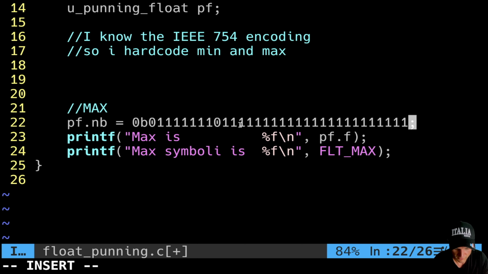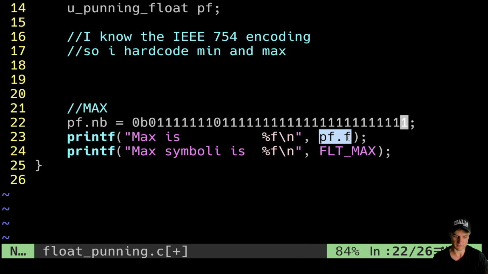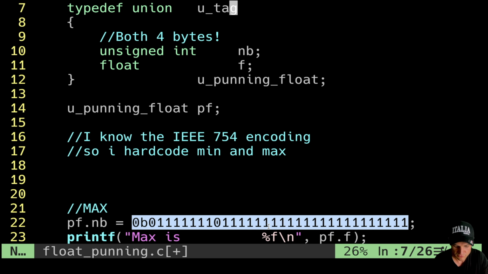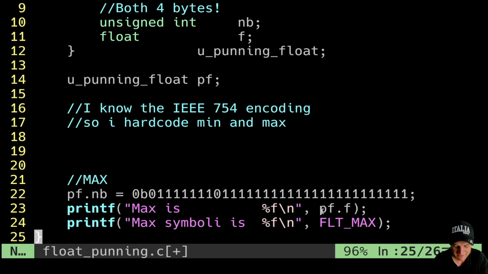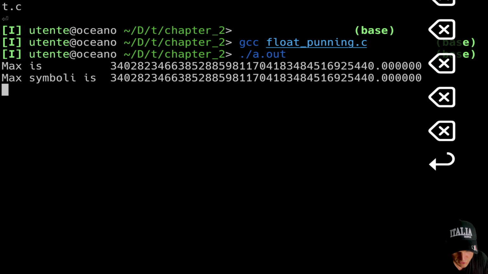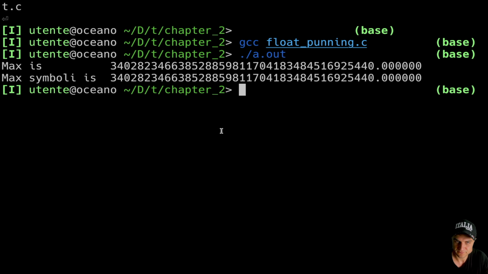Let's check if it works. Here I have the printf of maxis, and you see the trick here, you see the hackish part: I give the value to my unsigned int, which is this one. So this memory is going to be arranged, all the bits are going to be arranged in this fashion. But in my printf, I'm accessing the float. So gcc float punning, let's launch. As you can see, the value is the same, right, my friend? Because we are tweaking the binaries.